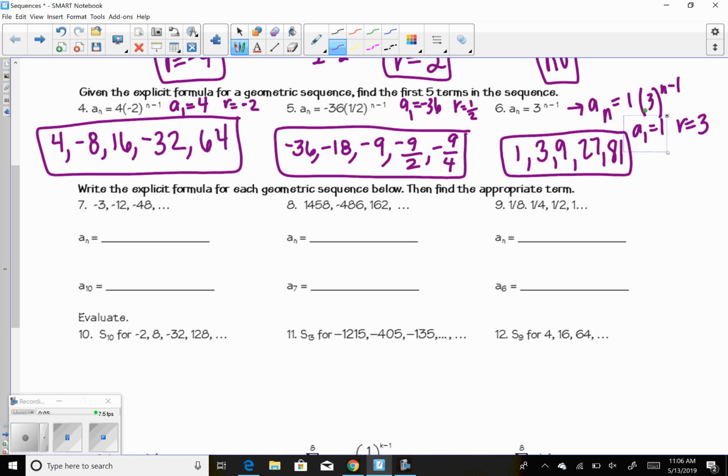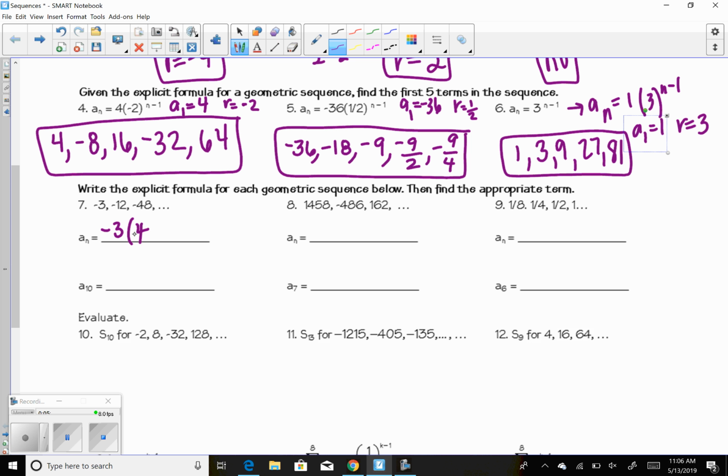Okay, so number 7, I'm starting with -3, and I need to figure out what I'm multiplying by. I know it's not going to be negative because my signs stay the same, so it's got to be positive. It's a negative ratio if it alternates signs. Okay, so 3 to 12, 12 to 48, hopefully you guys are looking at that going times 4.